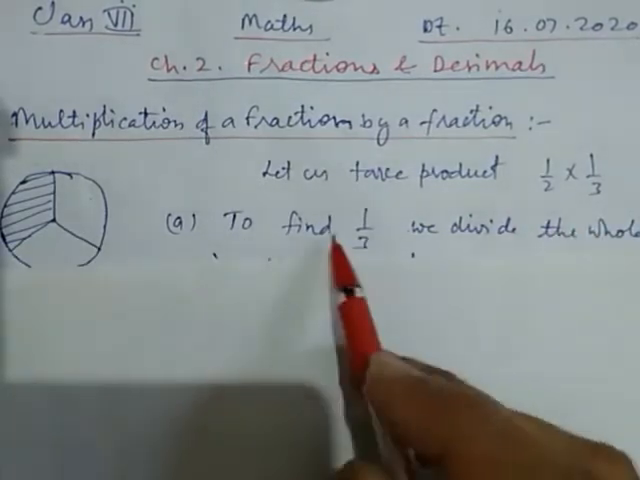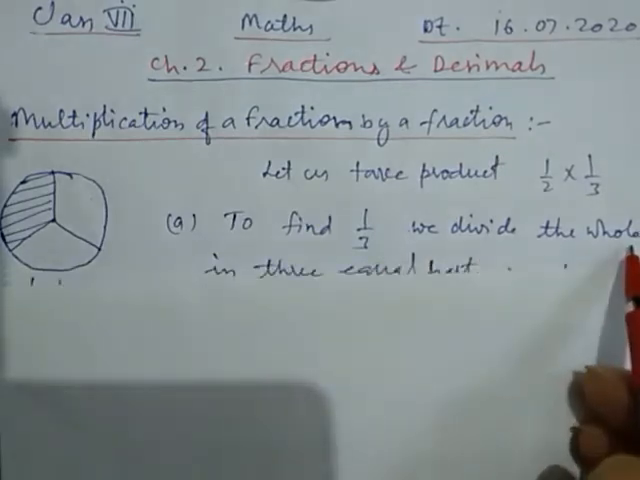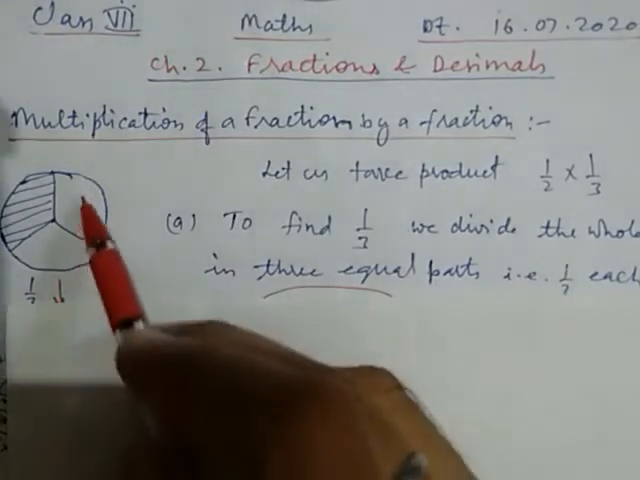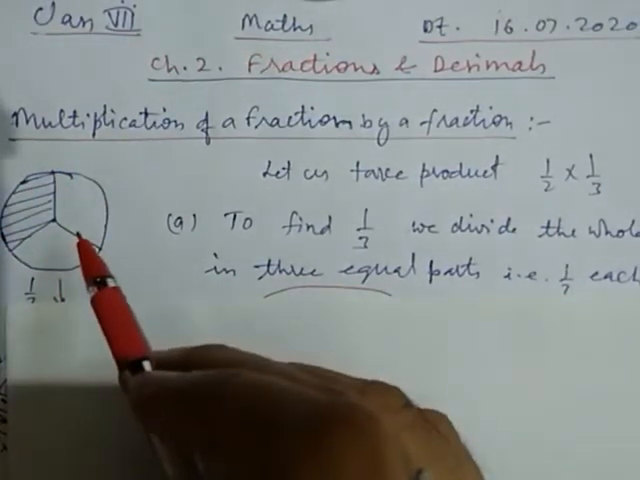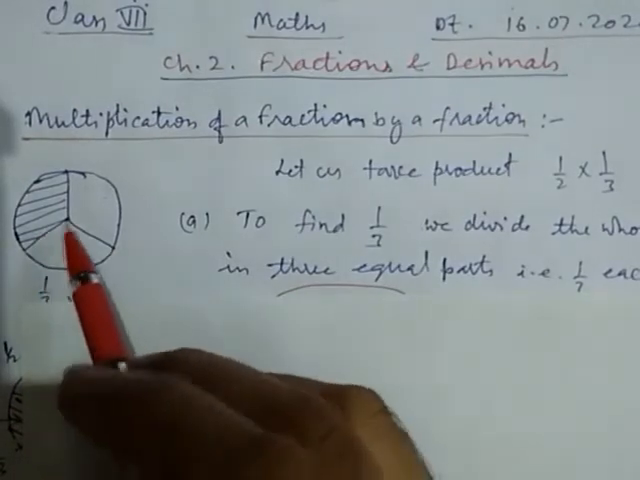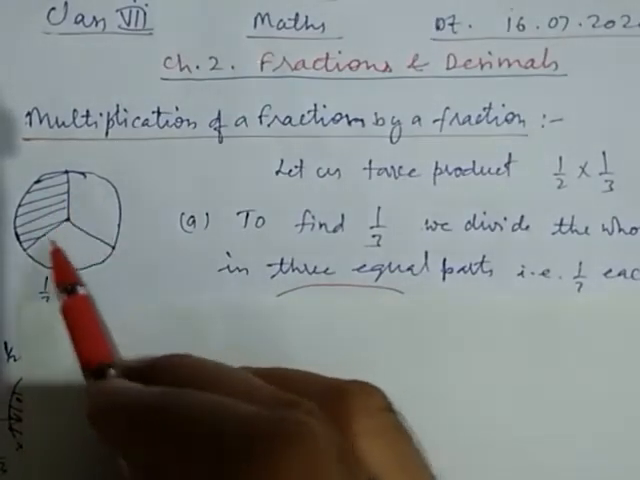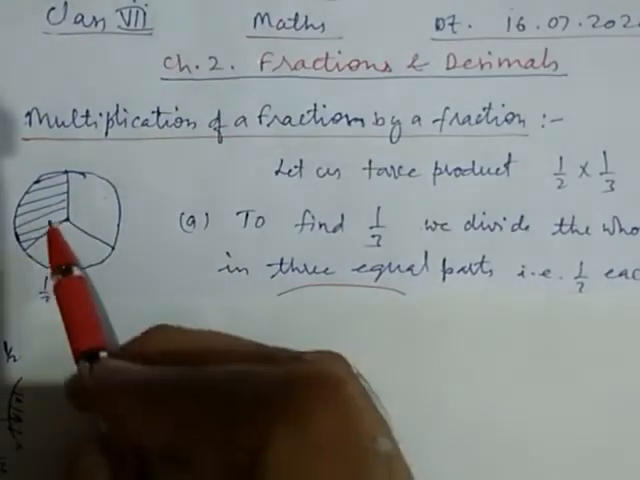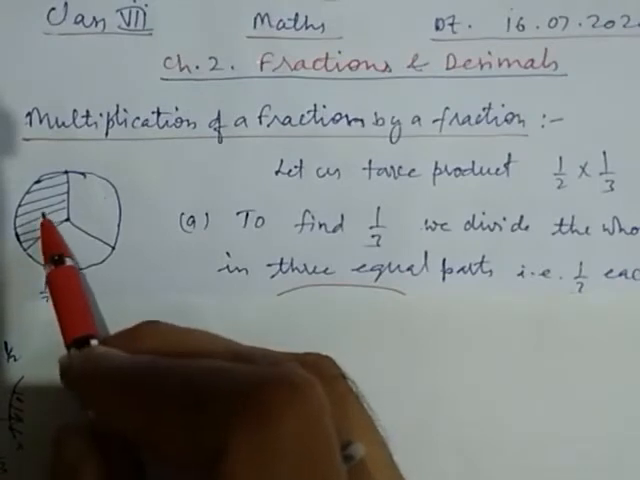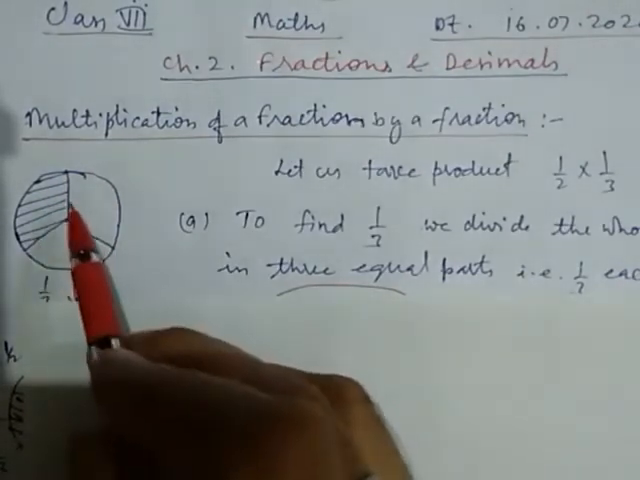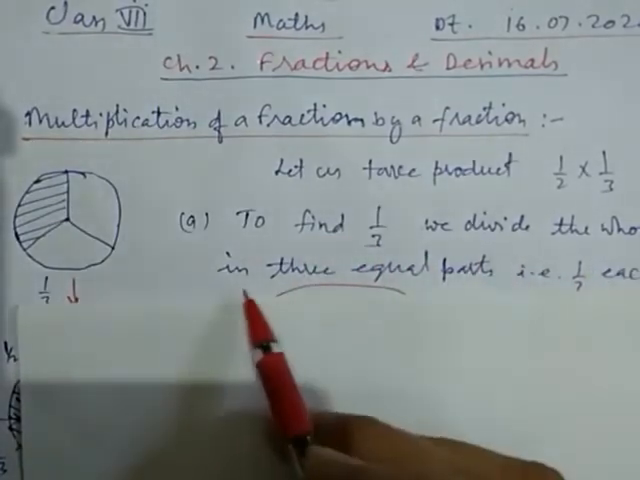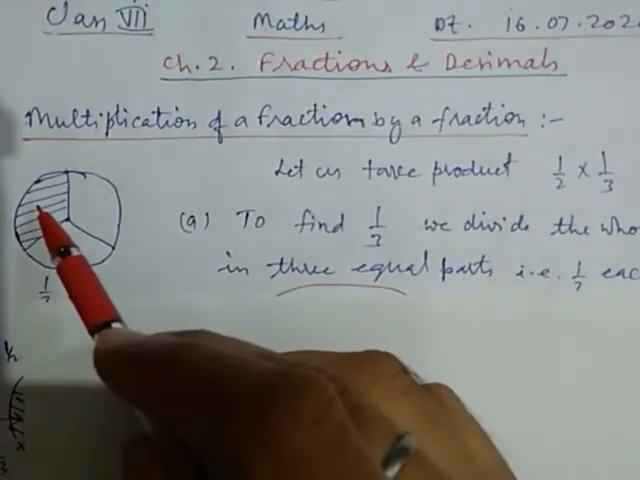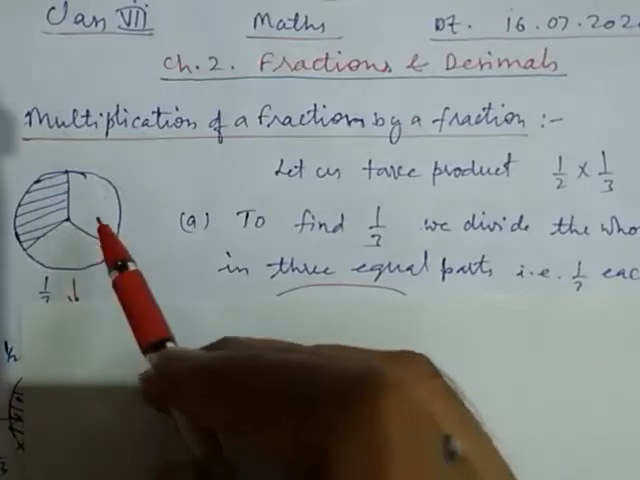First, to find 1 by 3, we divide the whole into 3 equal parts, that is 1/3 each. Here is the whole, and we divide it into 3 equal parts and consider 1. So this single part is how much? This single part is 1/3 of the whole. So to find 1/3, we divide the whole into 3 equal parts, and then we consider only one part. So that part becomes 1/3 of the whole.